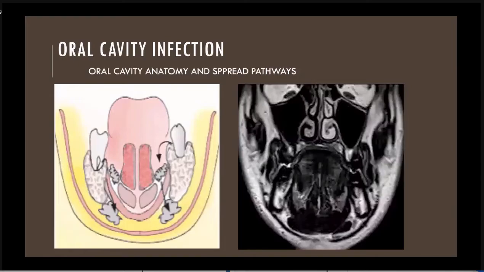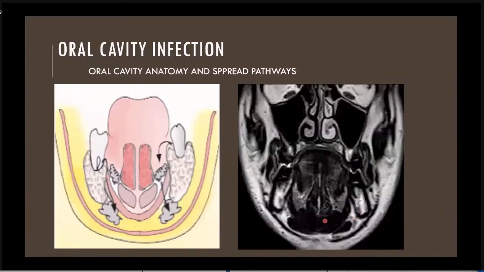It attaches on the inner cortex of the mandible bilaterally. And then we have the anterior belly of the digastric muscles at the floor of the mouth, which further supports the mylohyoid muscle. This mylohyoid muscle will define two spaces in the floor of the mouth, which are the submandibular space and the sublingual space.